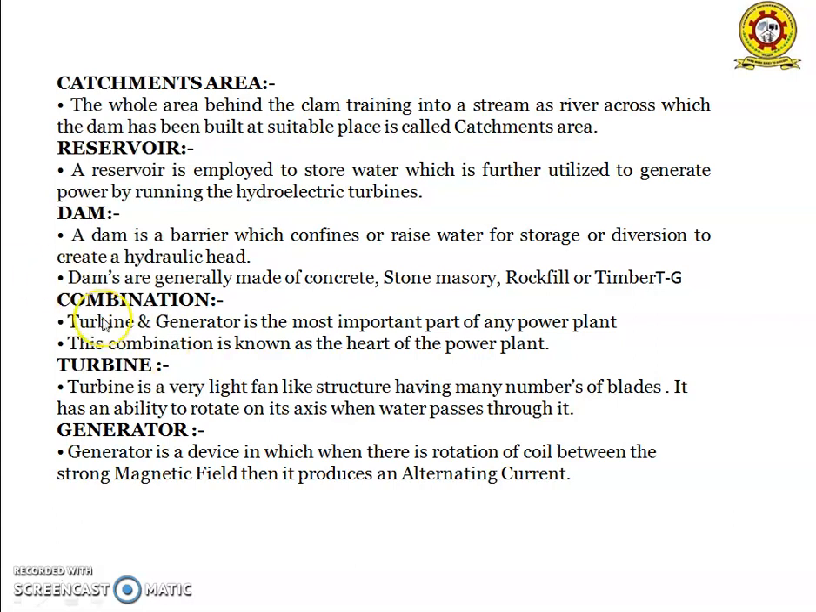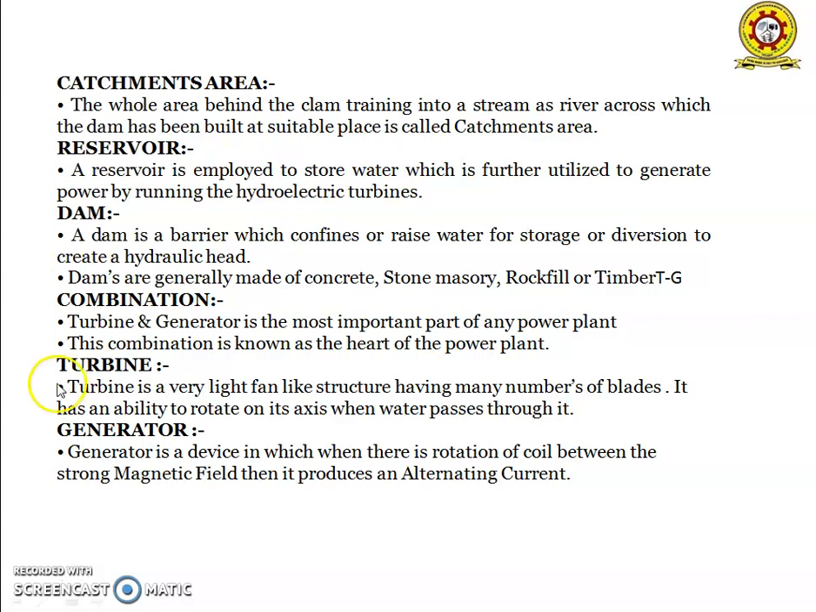The third one is the dam. A dam is a barrier which confers a rise of water for storage or diversion to create a hydraulic head. Next, the turbine and generator combination is the most important part of the power plant. This combination is also known as the heart of the power plant.